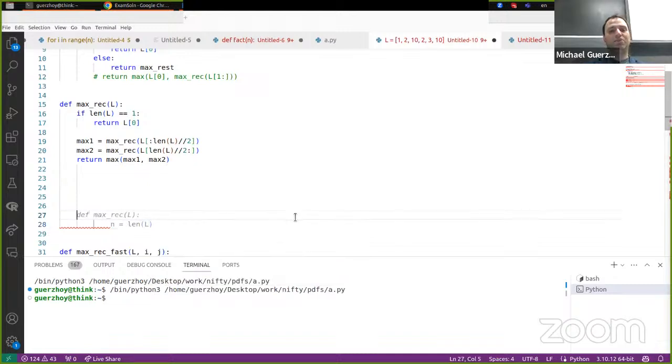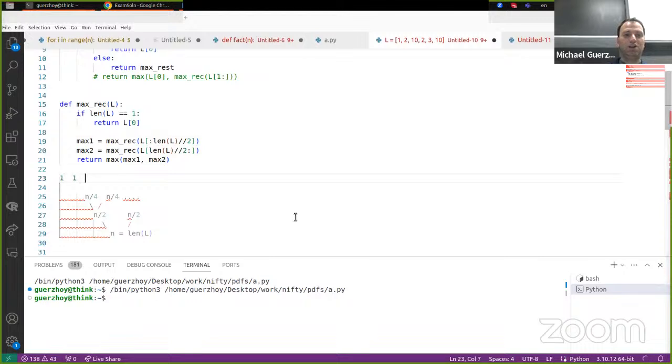And then here we're making two calls. One to a list of length n over 2 and another to a list of length n over 2, right? Because you're making this call and you're making this call. And then from here, you're making, again, two calls, n over 4, n over 4. And so on, up until the point where you get to the ones.